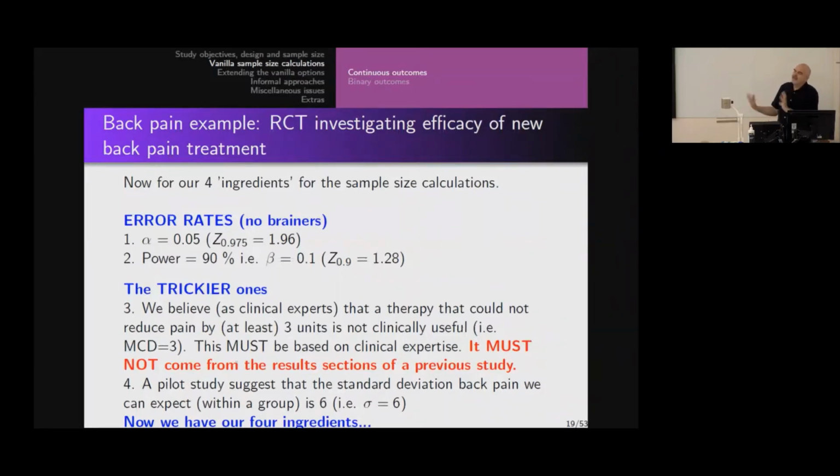If we use previous research, we should assume that 1, it's the same instrument that they used, and 2, that the population is not too different. Or they might be very different people, but the measure itself should be similar. It doesn't matter if it's a different country, as long as they experience pain in much the same way, okay? So now we have our 4 ingredients, we can bake our cake.